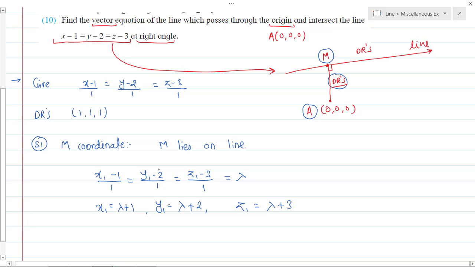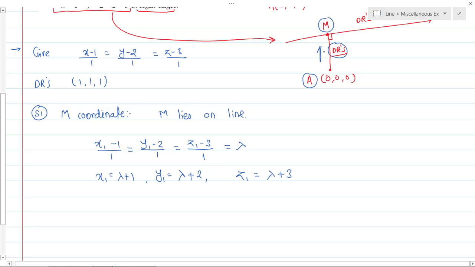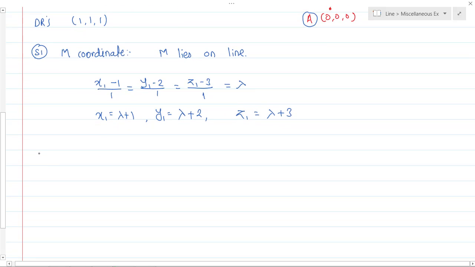So what to do next? Step number 2 is to find the direction ratio of the AM segment. The direction ratios of the AM segment, or AM bar, you can write, are nothing but x2 minus x1, y2 minus y1 and z2 minus z1.